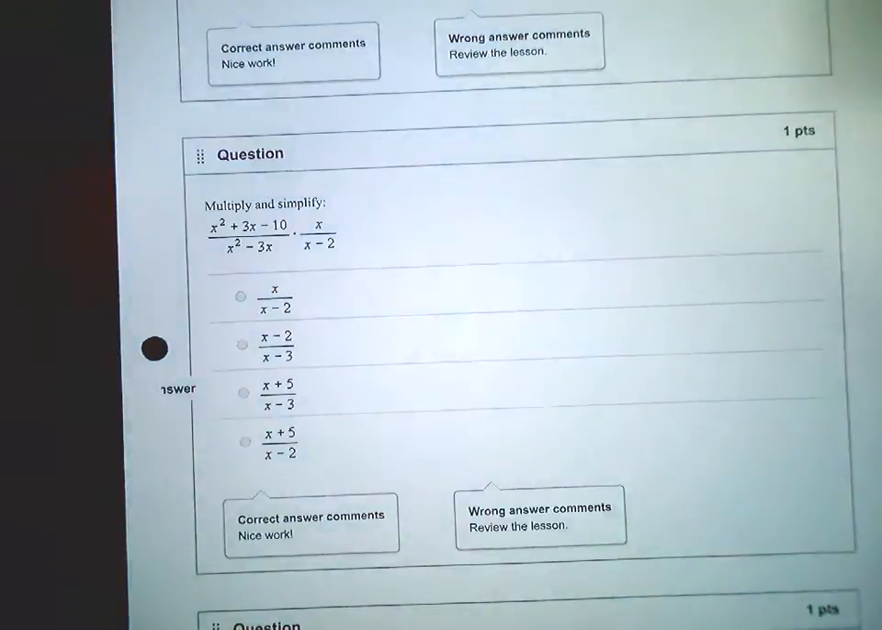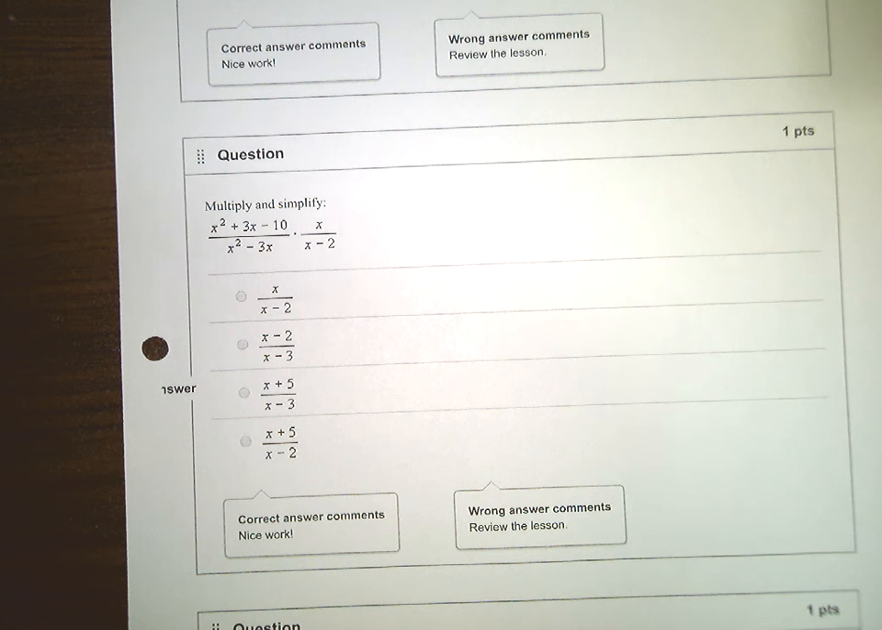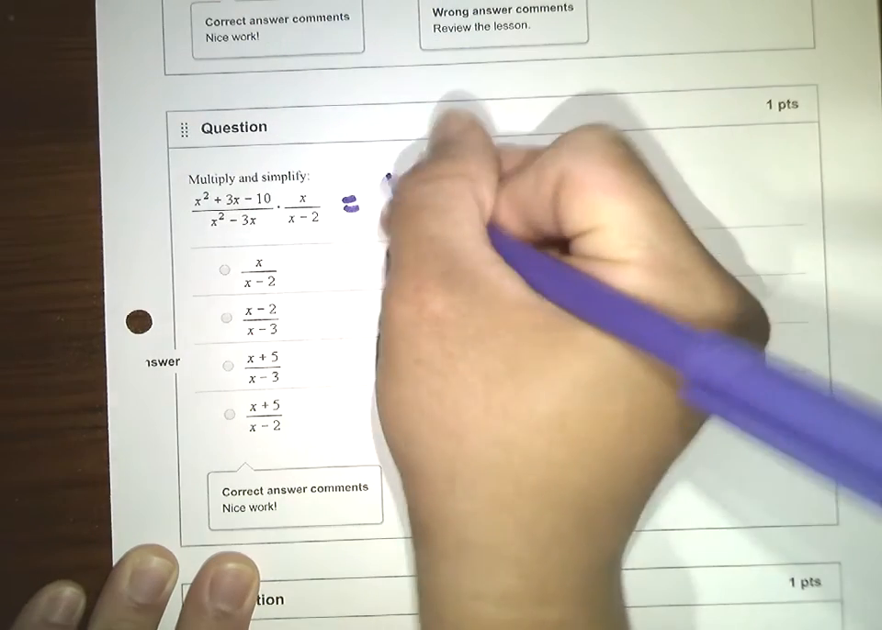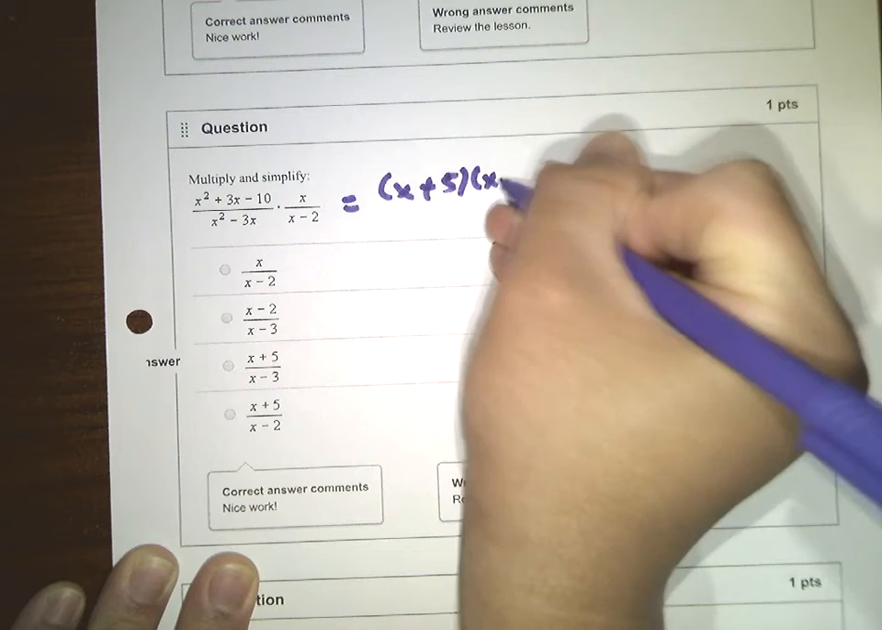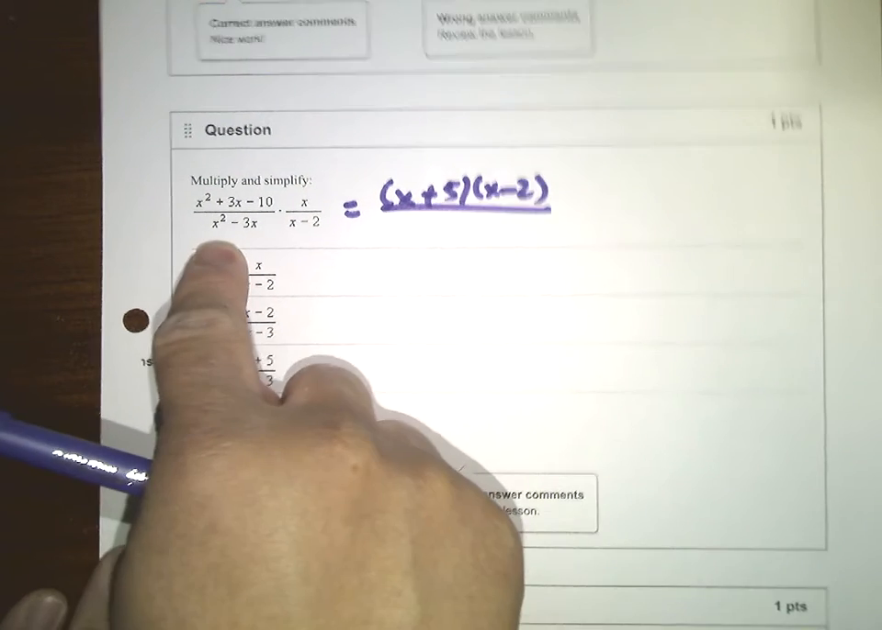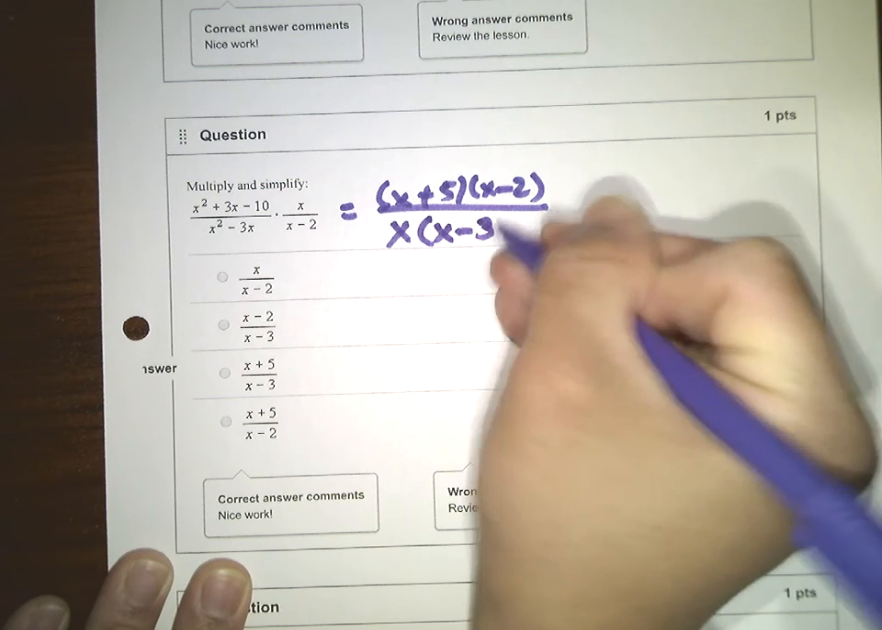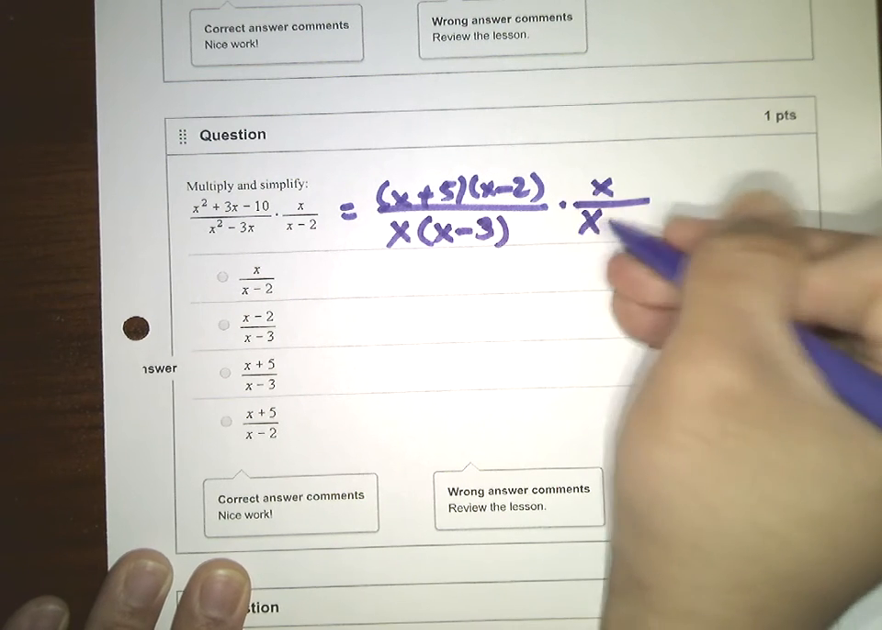So here we go. So we have x squared plus 3x minus 10 over x squared minus 3x times x over x minus 2. So let's go ahead and try to factor the numerators and the denominators here. So x squared plus 3x minus 10, that will be x plus 5, x minus 2. Then for the denominator, x squared minus 3x, I'll factor out an x. So x times x minus 3. Then I have times x over x minus 2.